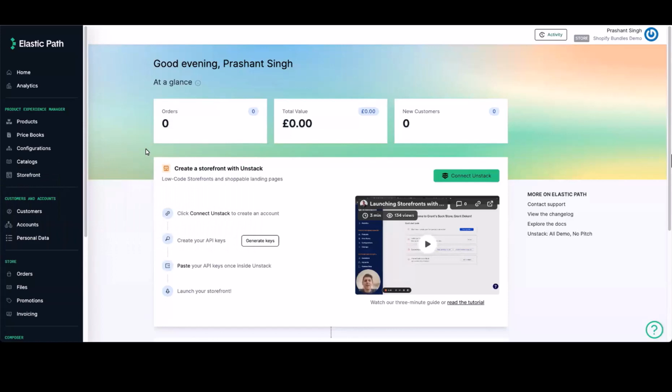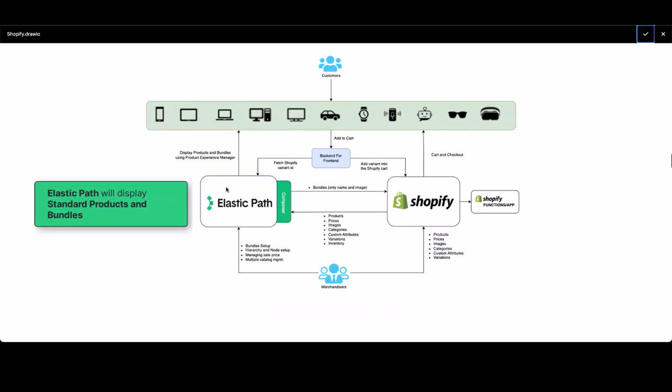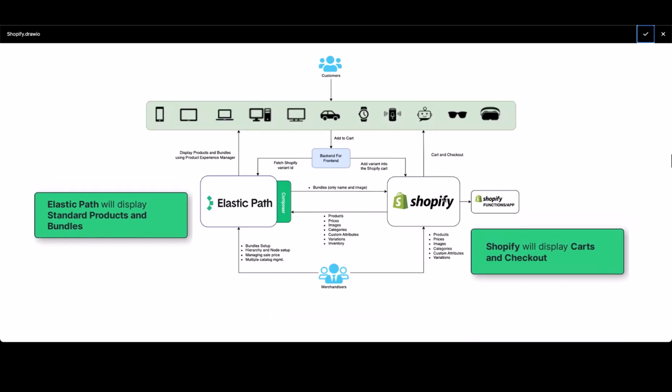So let's deep dive into this integration and understand how the overall solution will look. In this diagram, your customer will interact with the presentation layer where Elastic Path and Shopify both will be responsible for providing experience. Elastic Path will be displaying standard products and bundles using Product Experience Manager, and Shopify will be providing the cart and checkout experience.